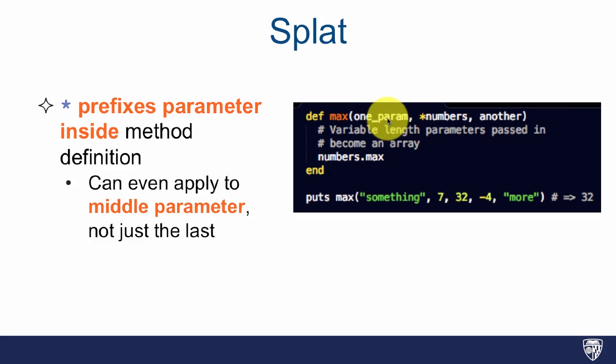So in this case, we have one param, another param, and we have a bunch of parameters in the middle. How many? I don't know. So in this case, it happens to be 3 parameters, 7, 32, and -4. And we take a max. We want to find out the max of those parameters, and that's what gets returned. Now, what happens is all those parameters become one big array called numbers in this case, because that's what we called the parameter to the method. And the array already has a method called max, and actually arrays have many more interesting methods, as we're going to see later.